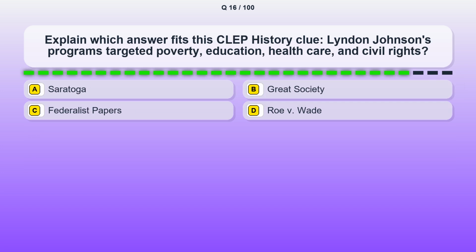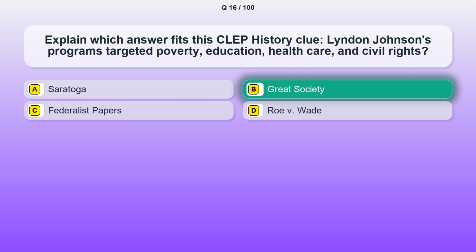Question 16. Explain which answer fits this CLEP history clue. Lyndon Johnson's programs targeted poverty, education, healthcare, and civil rights? Option A, Saratoga. Option B, Great Society. Option C, Federalist Papers. Option D, Roe v. Wade.